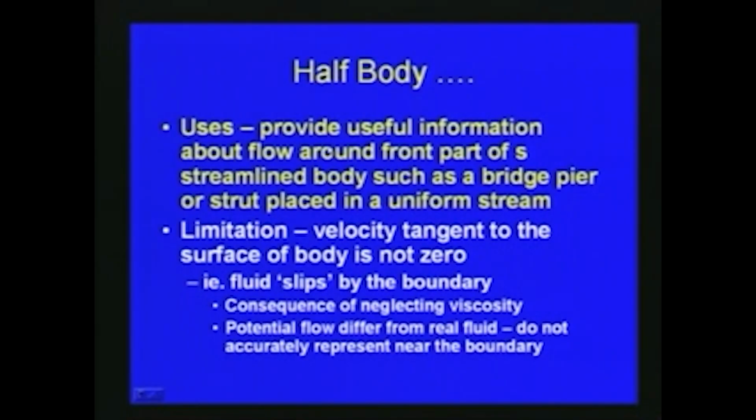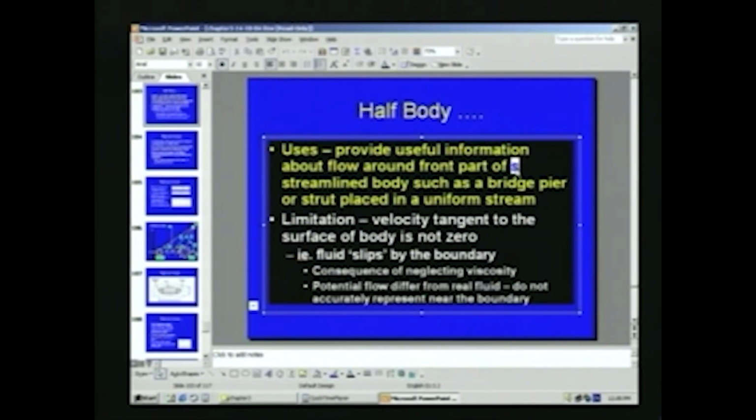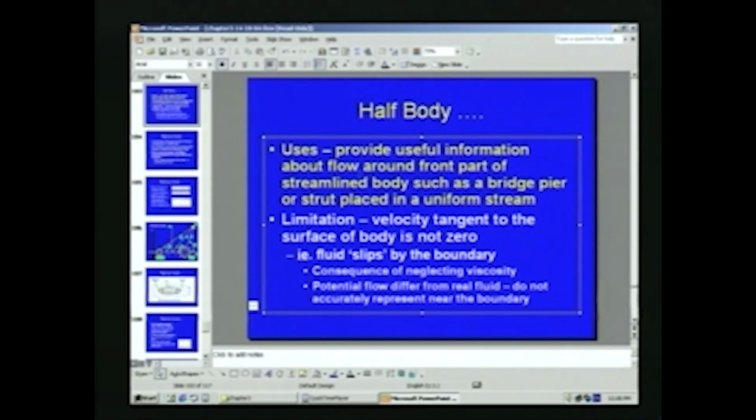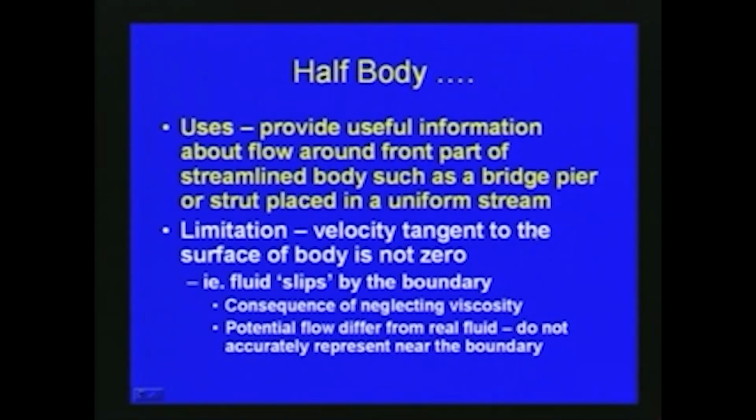So, now finally, we have already defined all these parameters. As for some of the uses of the half body, we can get useful information about flows around the front part of a streamlined body such as a bridge pier. The concept of the half body can be used here. It provides useful information about flow around the front part of a streamlined body such as a bridge, pier or a strut placed in a uniform stream.